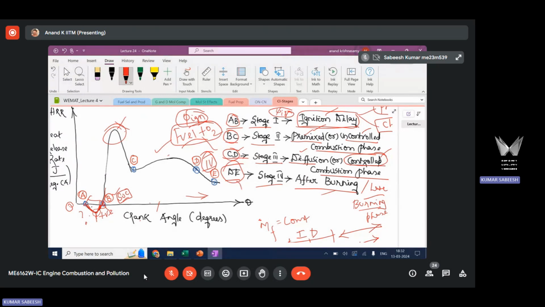So combustion efficiency is generally high in a CI engine. As I said, almost 97% of the total heat present in the fuel will be released. At the end of stage 4, only 3% will be lost in the exhaust. The exhaust will carry away the remaining 3% heat, which is not recovered in the engine. Okay, so this is how the different stages of combustion happen in a typical CI engine.